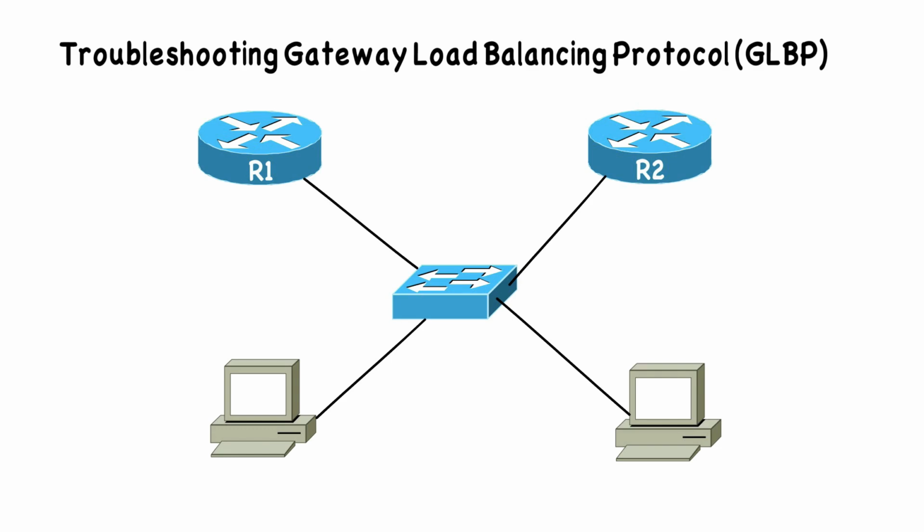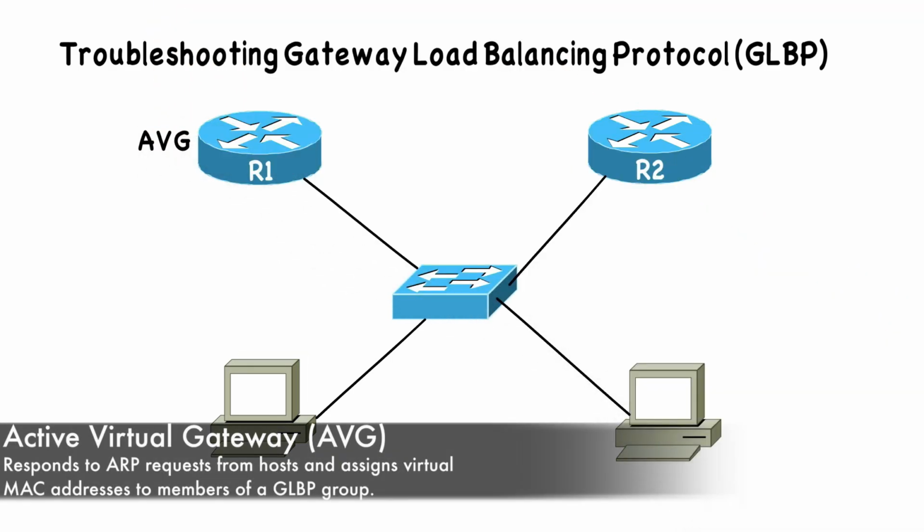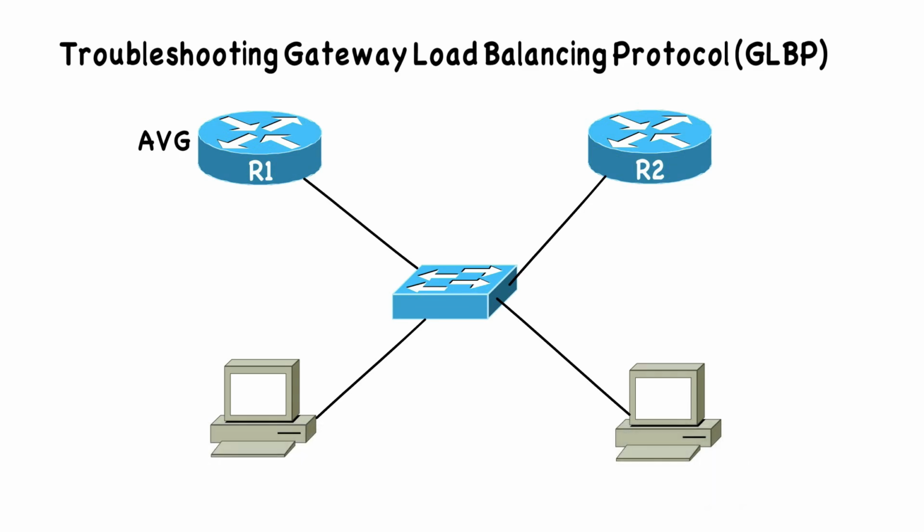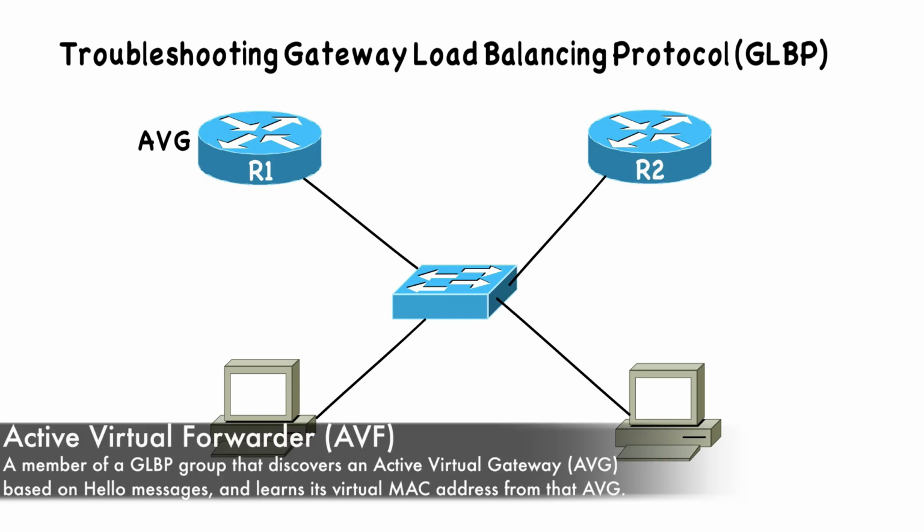The way that GLBP does its magic is it has something called an AVG, an Active Virtual Gateway. And the Active Virtual Gateway is in charge of handing out MAC addresses in response to ARP queries. And these MAC addresses are going to be the MAC addresses of AVFs. An AVF is an Active Virtual Forwarder. It's a router that's able to get traffic off of a local network.